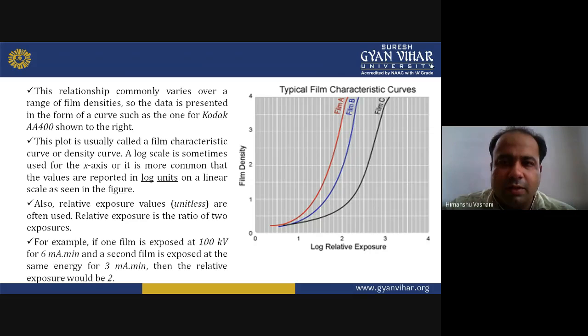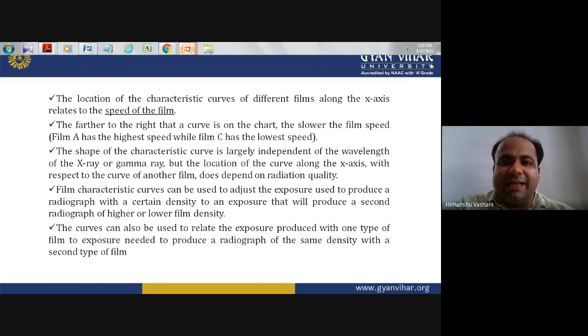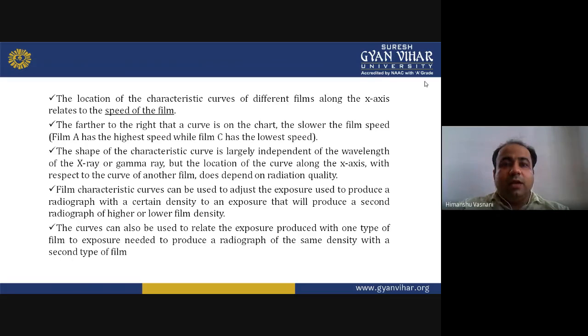The location of the characteristic curves of different films along the x-axis relates to the speed of the film.